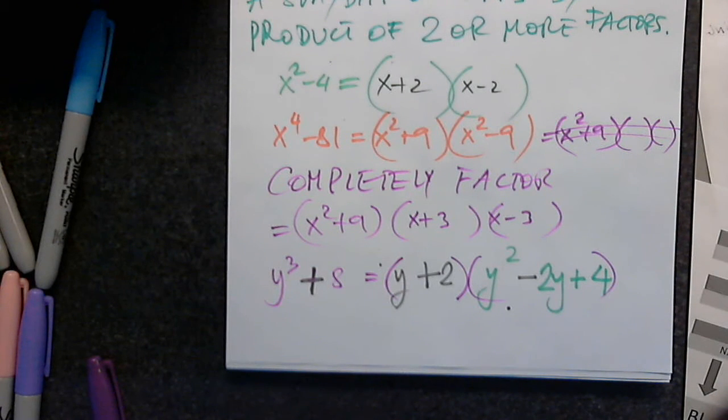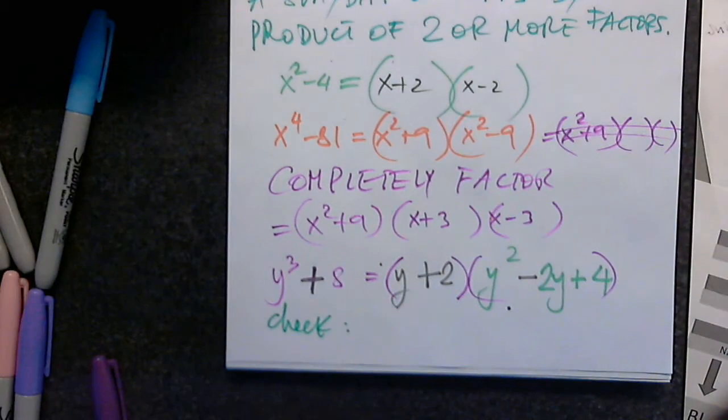But here's the question. What if I'm not sure about this? What would I do? Distribute, right? I will just multiply. Okay, let's multiply. Y times y squared, y times negative 2y, y times 4, 2 times this, 2 times this, 2 times this, and tell me whether you get y cubed plus 8. Let's do it.